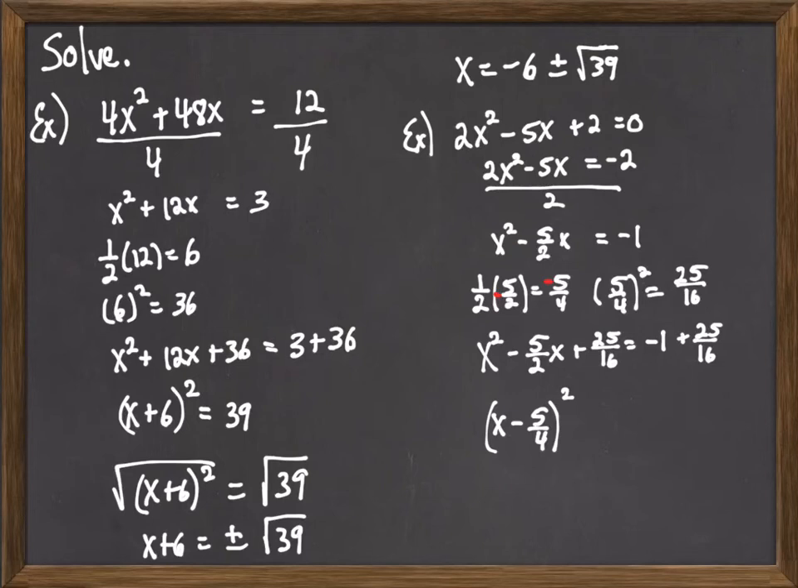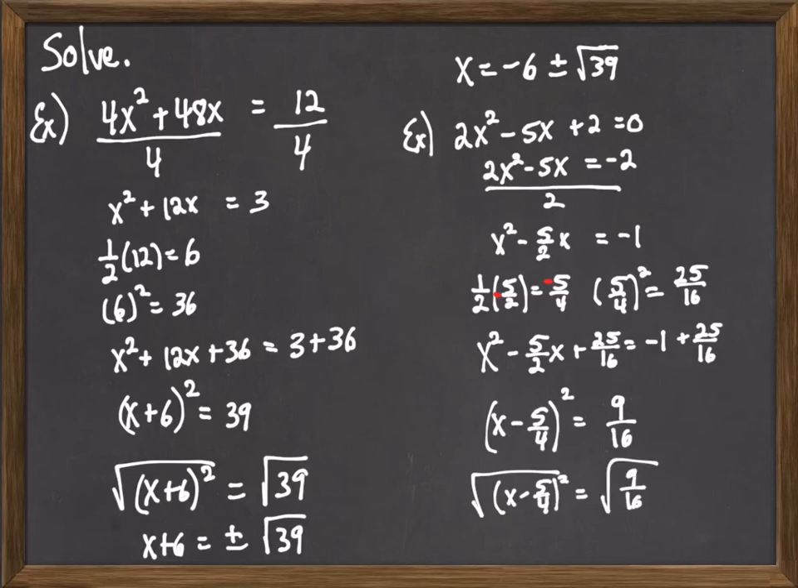And then we have negative 1 plus 25/16. So we'd get a common denominator, 16. Negative 1 would be negative 16 over 16. Negative 16 plus 25 would be positive 9 over 16. At this point we can take the square root of both sides. And so we do just that.